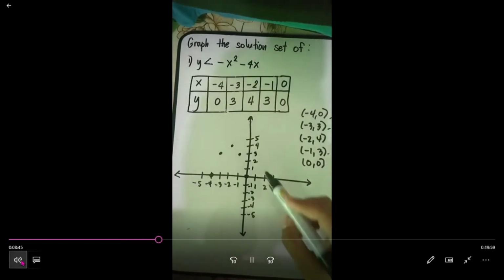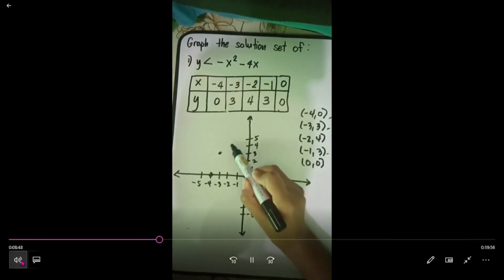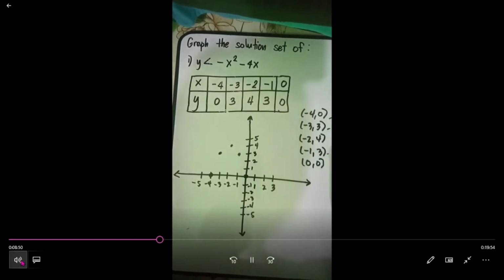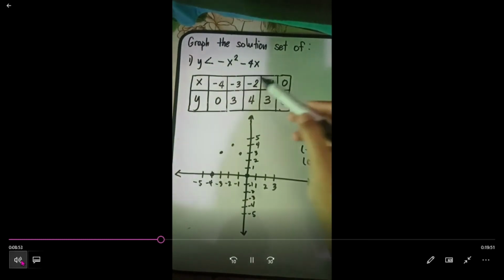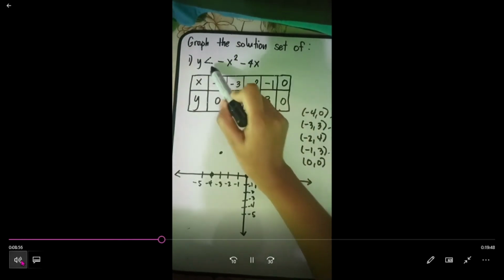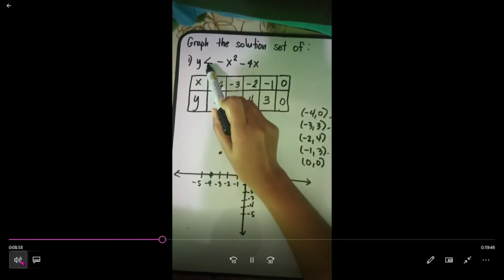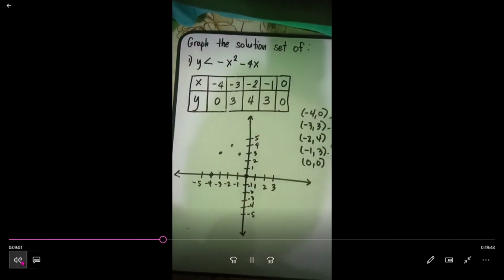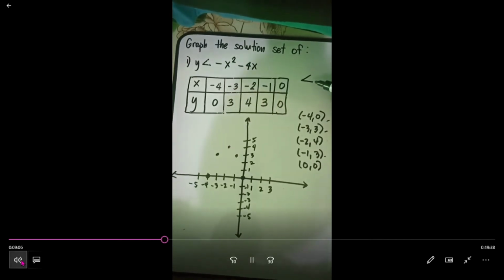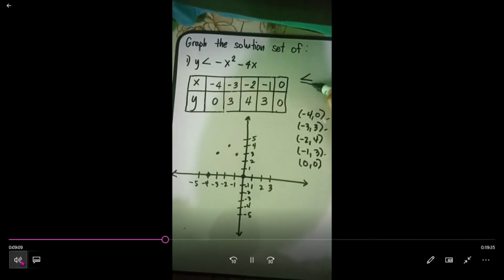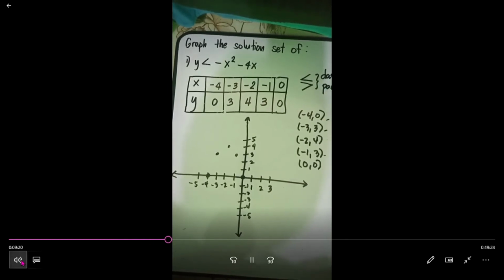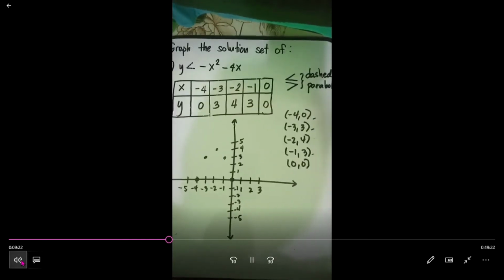Okay? So, once na na-plot na natin yung points, i-connect na natin ngayon. Since ang inequality symbol na given sa quadratic inequality natin is less than symbol, so take note, if the inequality that is used in a given quadratic inequality is less than or greater than symbol, you are going to draw your parabola in dash line. So, dash yung parabola natin.